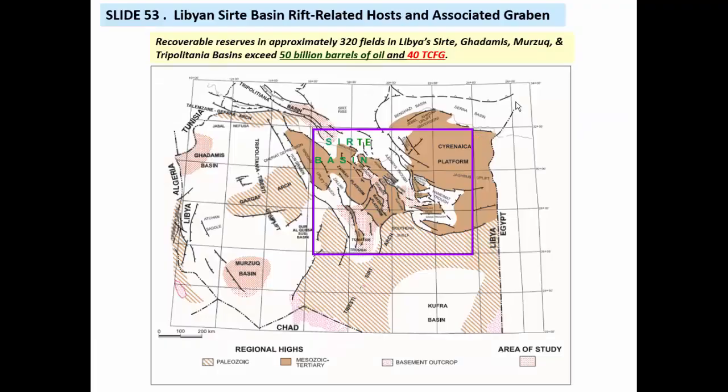Okay, we're going to look at this inset map right in here. You have 320 fields in Libya in these different basins, and their reserves are 50 billion barrels of oil and 40 TCF of gas. And this diagram is probably about 6 or 8 years old, but not a whole lot has occurred since then because of the problems.